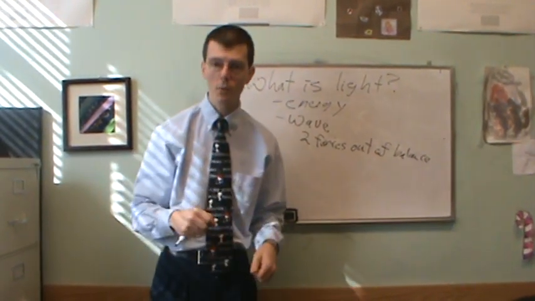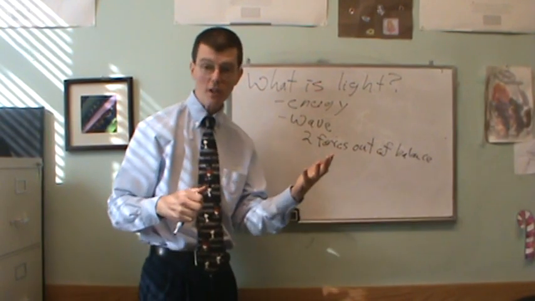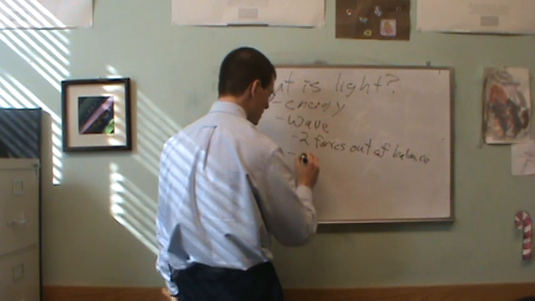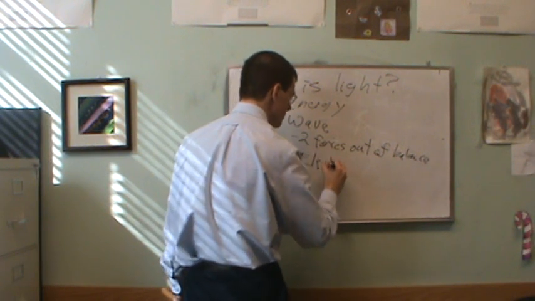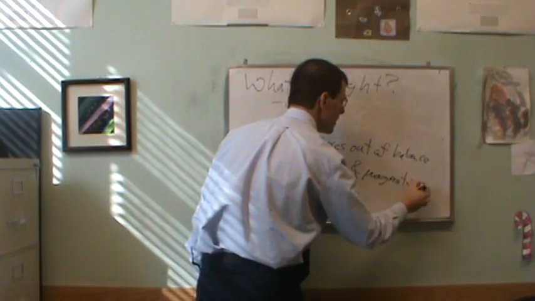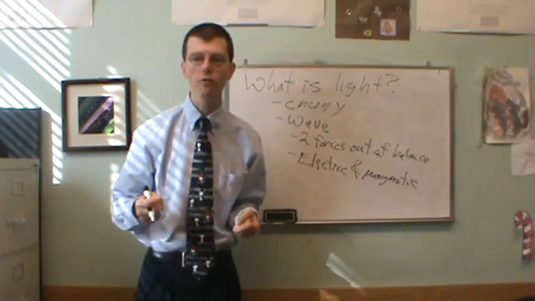So, well, what's going on with light waves? In light waves, the two forces that are out of balance are the electric force and the magnetic force. Two forces out of balance. In this case, we have electric and magnetic. Those are the two forces which are out of balance, which are pushing back and forth on each other.